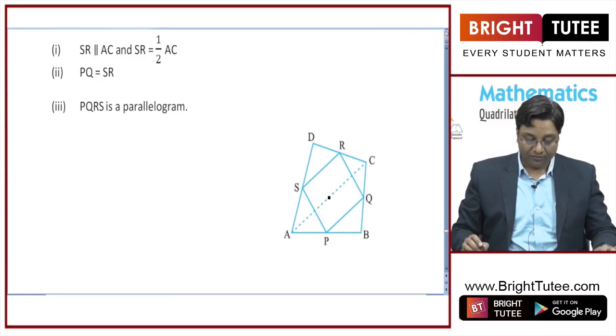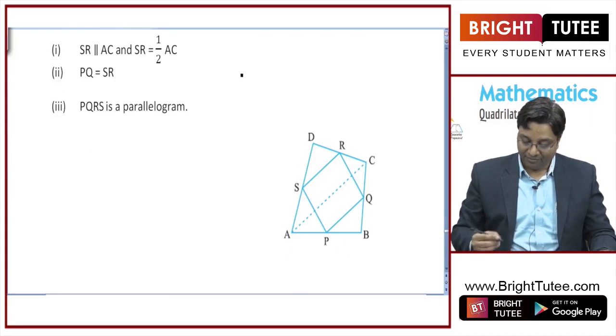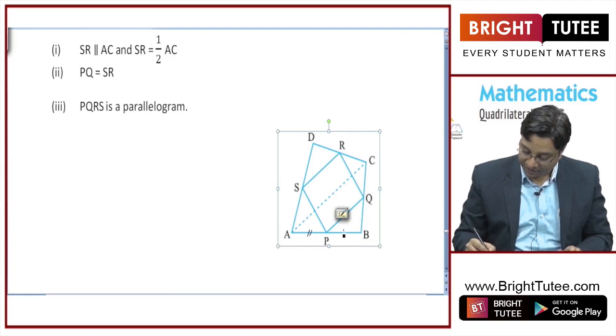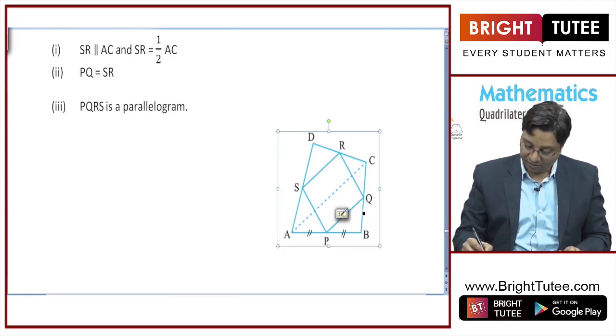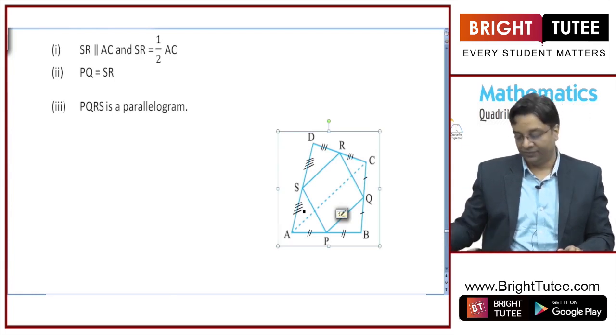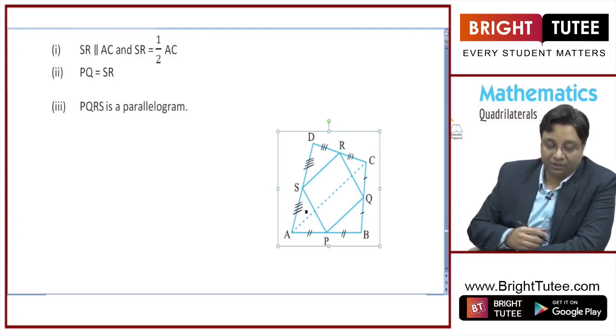Okay. Now, the given information that P, Q, R, S are midpoints can be represented by these marks. P is a midpoint, so I'll mark it like this. So, these two segments are equal. Q is a midpoint, so these two segments are equal. R is a midpoint, so this segment is equal to this segment here. S is a midpoint, so let me mark it by 4 bars here. Right? So I have marked the figures. Now it is easy for me to visualize the problem.